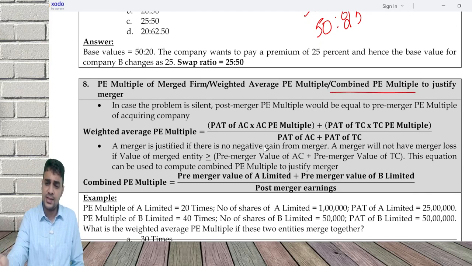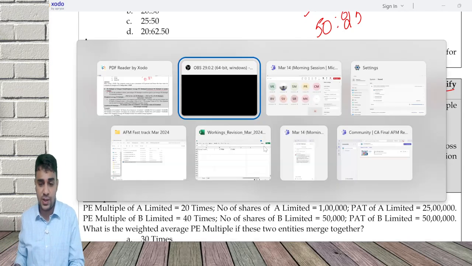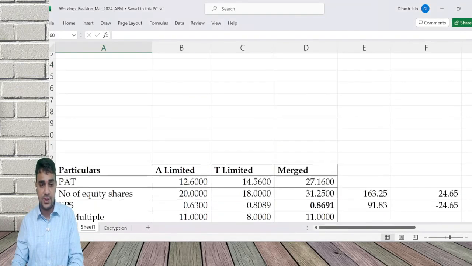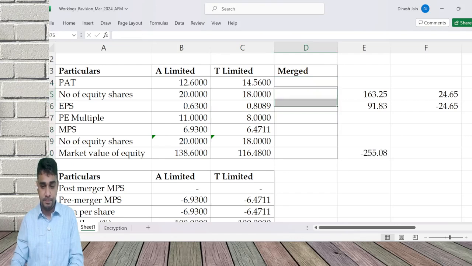Okay, I said I'll discuss this in the class. Combined P multiple to justify merger. Now, what is combined P multiple to justify merger? Let's assume you are planning to merge A and B.